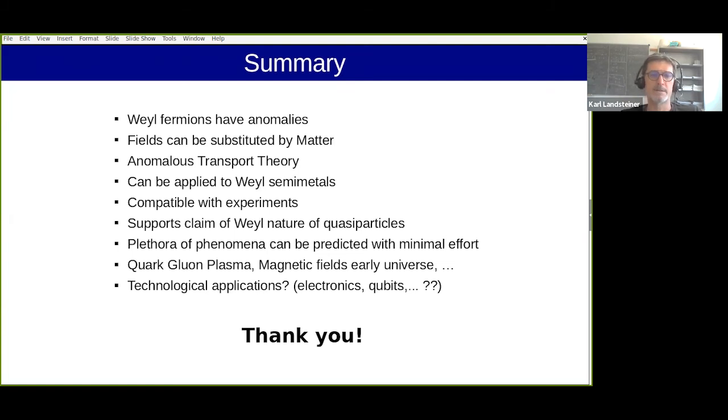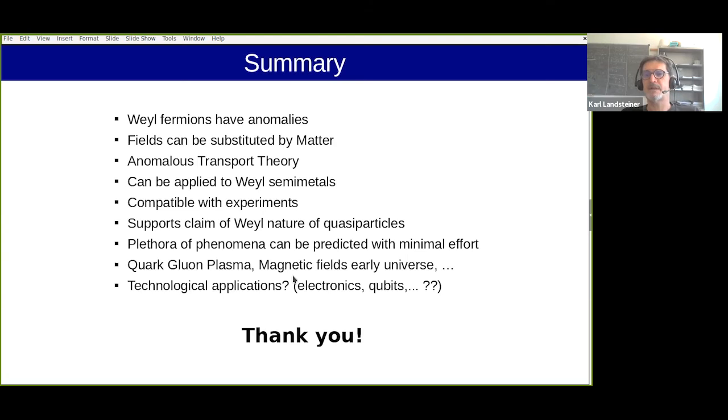This can be applied and is rather well established now in the theory of Weyl semimetals. The signatures in experiments are compatible with this theory. And there are many, many more effects, which I don't have time to go into. Quark-gluon plasma I discussed a little bit. It has also been suggested as a mechanism for the generation of magnetic fields in the early universe.